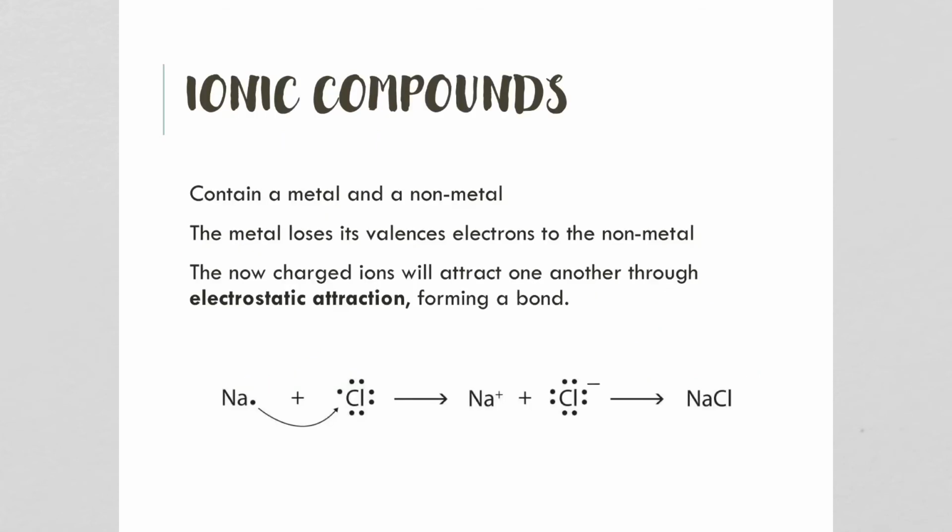So remember, ionic compounds contain a metal and a nonmetal. So the metal will lose its valence electrons to the nonmetal, and then the now charged ions will attract one another through electrostatic attraction, which forms the bond. So if we look here, sodium has 1 valence electron. Chlorine has 7 valence electrons, so it's just desperately looking for one more. So sodium will donate its 1 electron to chlorine. So we'll have a positive sodium and a negative chloride ion. So they're going to attract each other through electrostatic attraction to form NaCl.